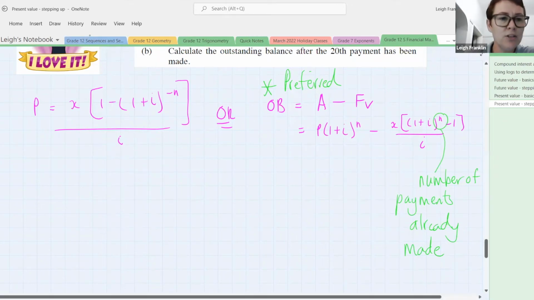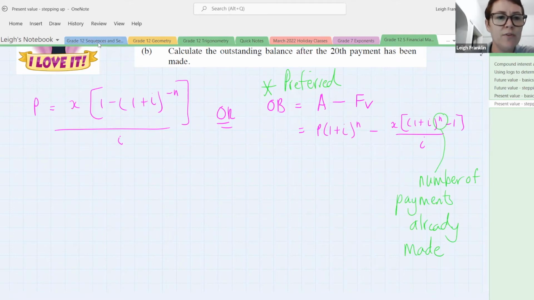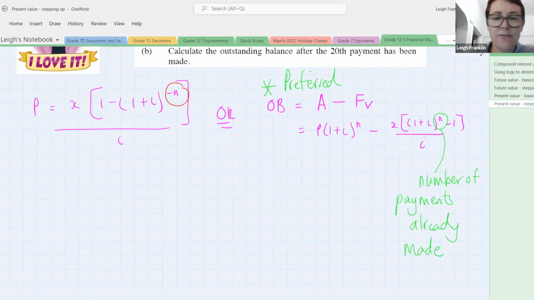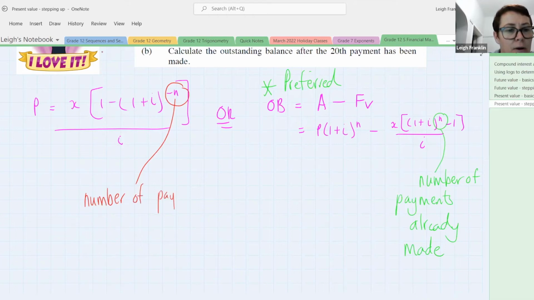What is different when you use present value, even though it seems like it, and it probably is much quicker and easier because it's just one little thing that you need to write. Here, the n is different. Here, this is the number of payments that still need to be made.